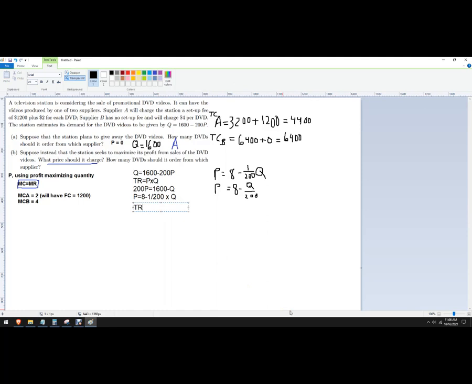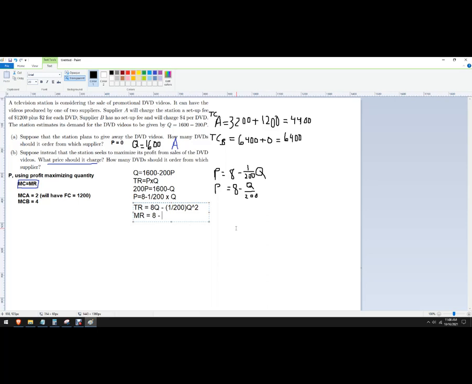So total revenue is going to be 8Q minus 1 over 200. I guess you could put it in parentheses, make it a little easier there. Q squared. Okay. Now to get marginal revenue, that's just the derivative with respect to Q of that total revenue function. So that's why I did that.